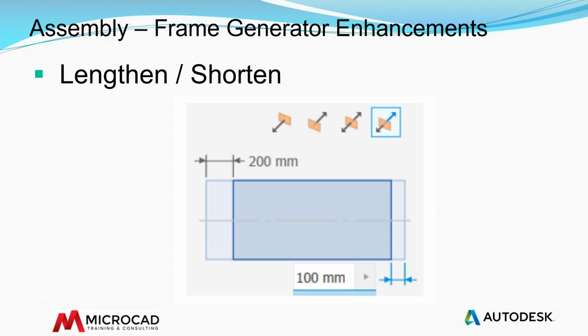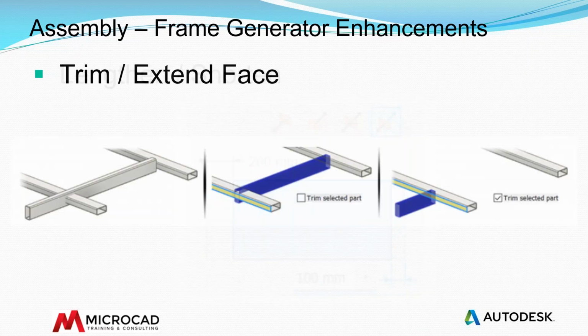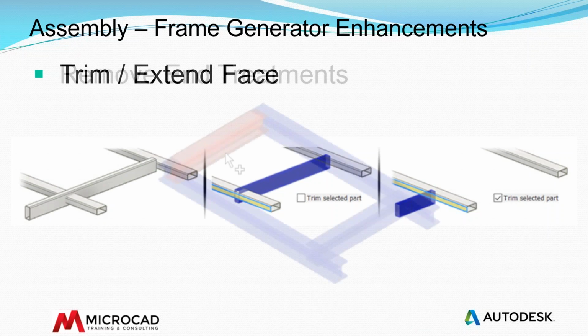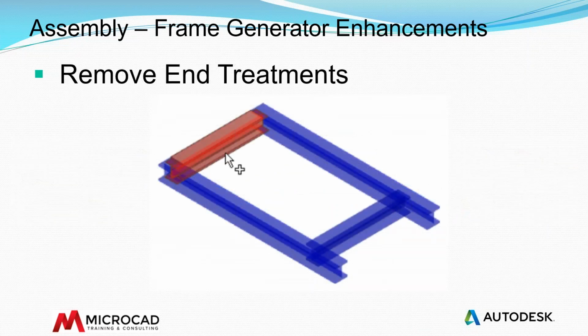In addition to the new property panel, the lengthen and shorten command now allows you to specify asymmetric offset values. A trim selected part checkbox is added that lets you select the side you want to keep. You can now remove end treatments from multiple members at the same time.